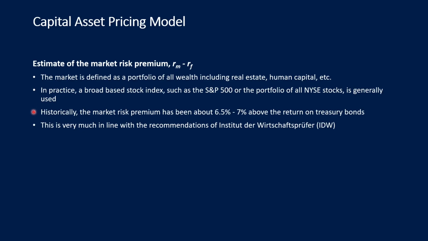Historically, the market risk premium has been about 6.5 to 7 above the return on treasury bonds, so Rm minus Rf is 6.5 to 7. And this is very much in line with the recommendations of the Institut der Wirtschaftsprüfer in Germany, who also calculate numbers around this on a regular basis.